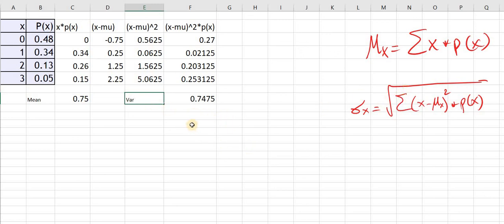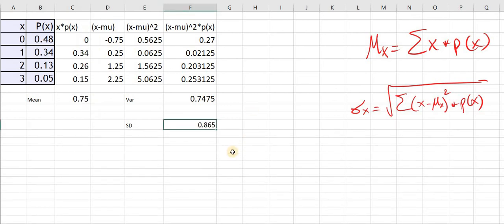Now I don't want the variance, I want the standard deviation. So the standard deviation is basically the square root of the variance, which is the square root of the sum of the last column of the work that we just did. And this is going to be the standard deviation we're looking for.